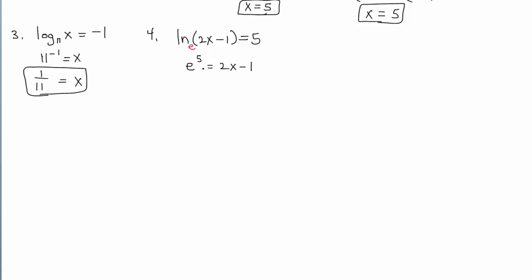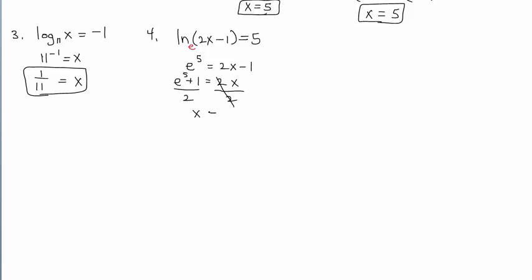Remember, e is just a number, it's not a variable. Let's save our calculator work to the end so that we don't lose any value in our answer. So I want to isolate x. I'm going to add 1 over here. So e to the 5th plus 1 equals 2x. I'm going to divide both sides by 2 next to get x by itself.